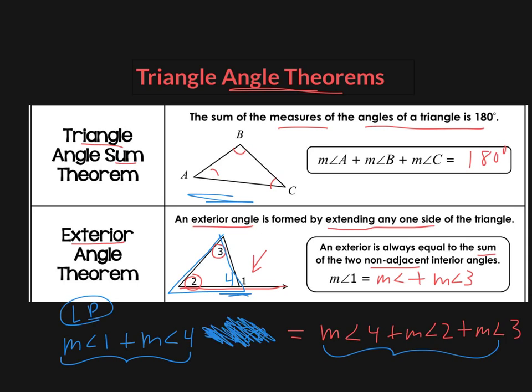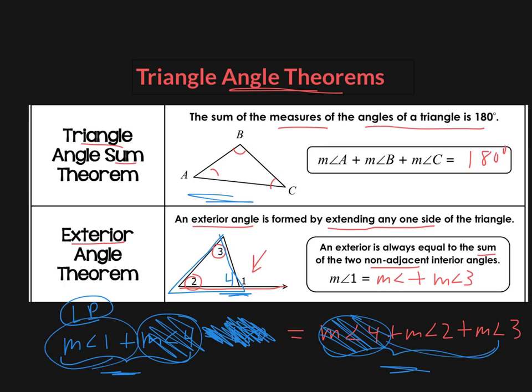When you say that this left side here is equal to the right side, what do you notice? The measure of angle 4 is on both sides. So if you algebraically subtract angle 4 from both sides, what do you have? The measure of angle 1 equals the measure of angle 2 plus 3, which is what we're saying in the exterior angle theorem. So it's just a little informal proof of why that works.